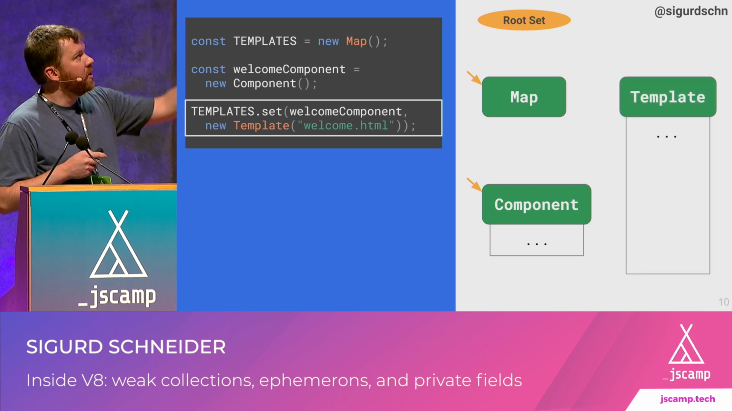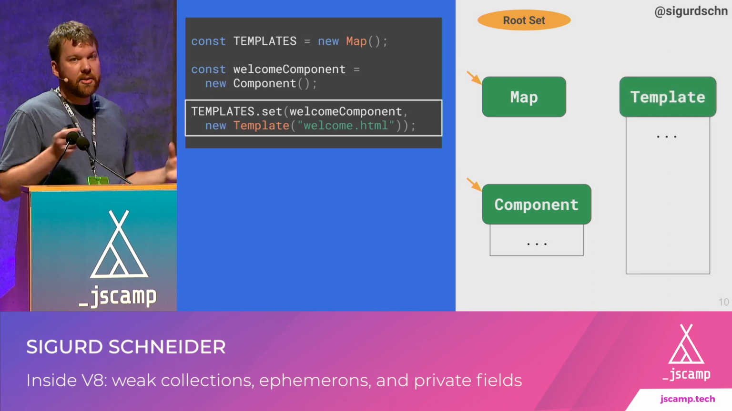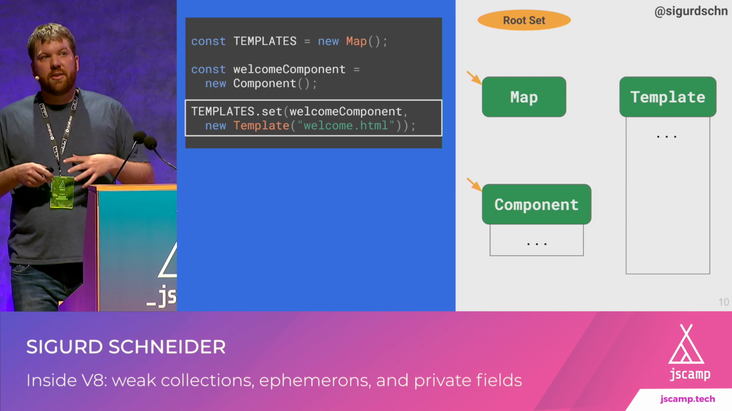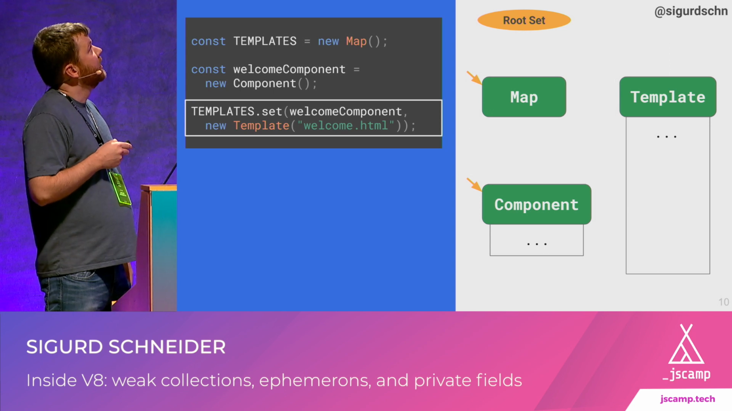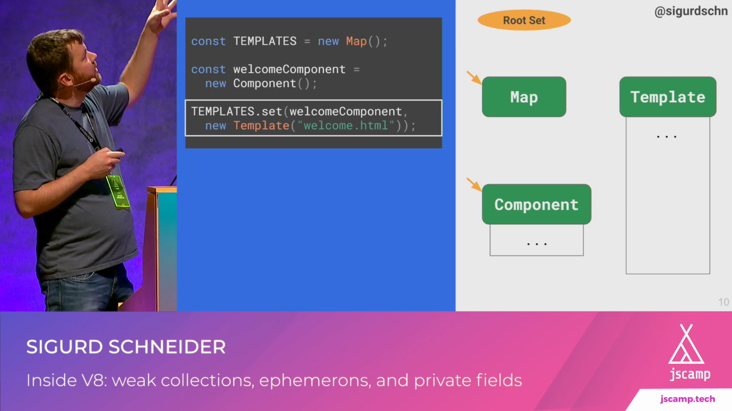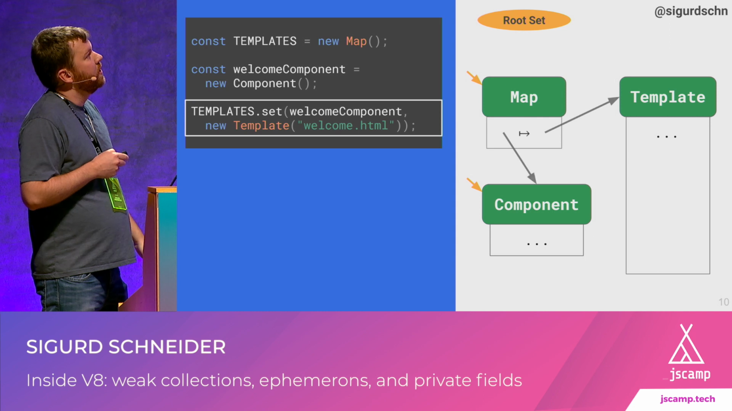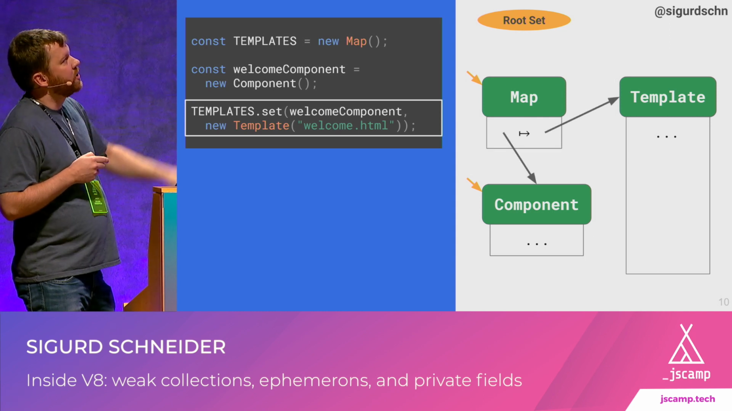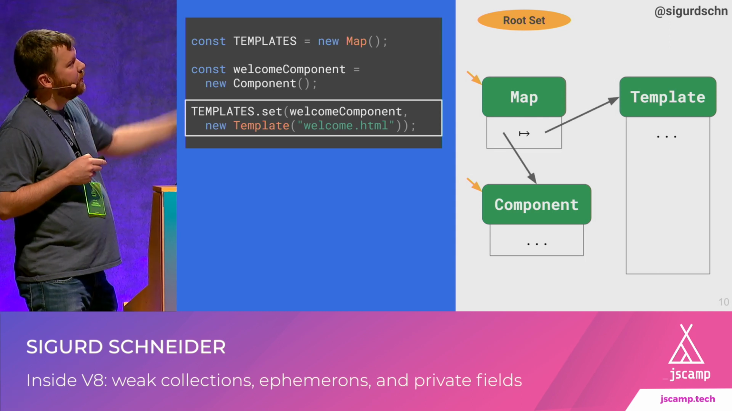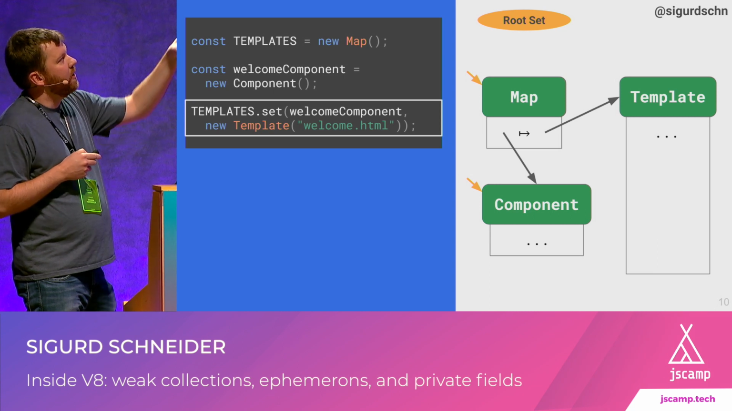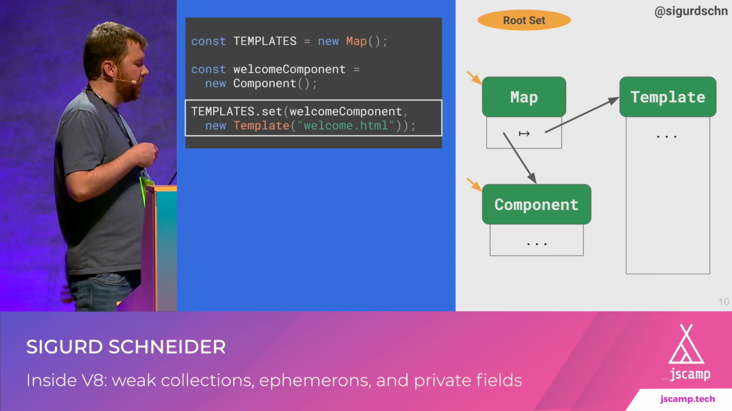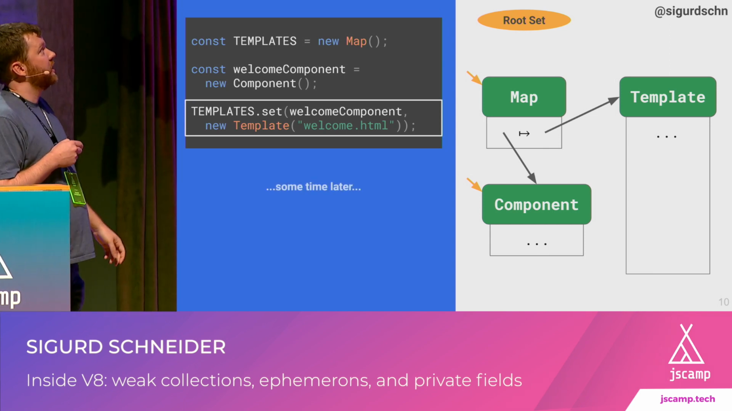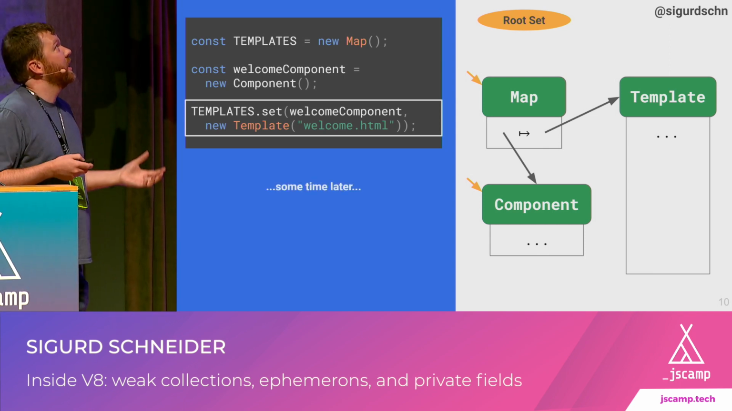So two things happen. First, the template is created, and let's assume, for the sake of the example, that it's a big template. It takes up a lot of space. And then it's associated in the map with the component. So the key, that's the thing on the left, points to the component, and the value, the thing on the right, points to the template.